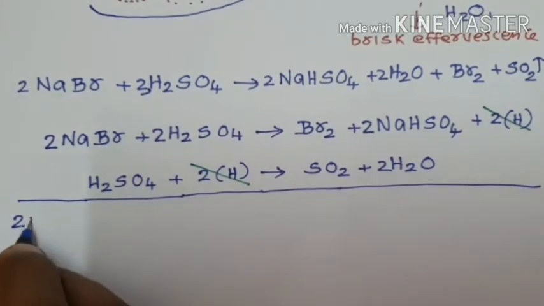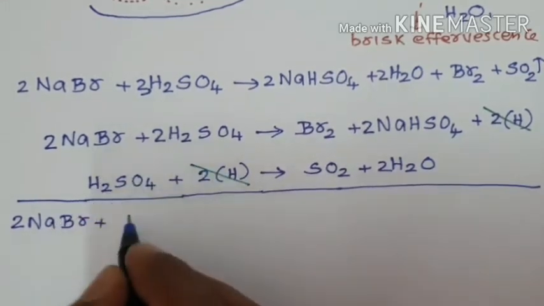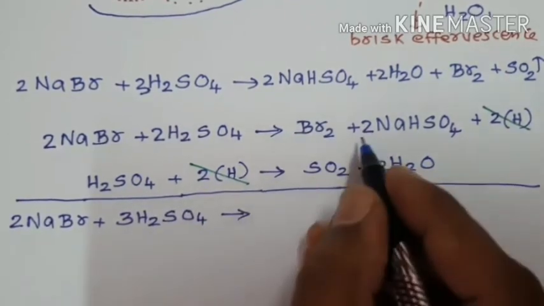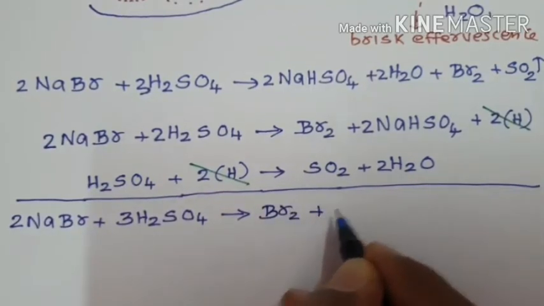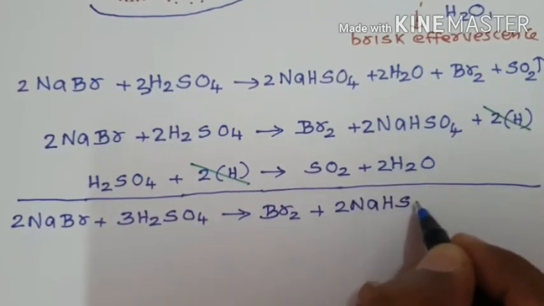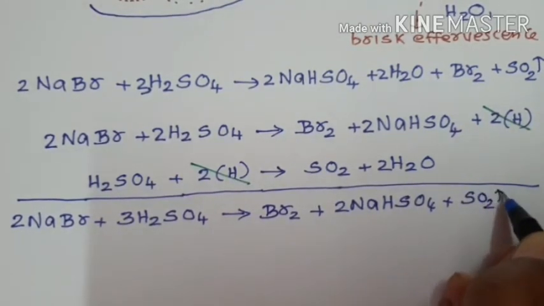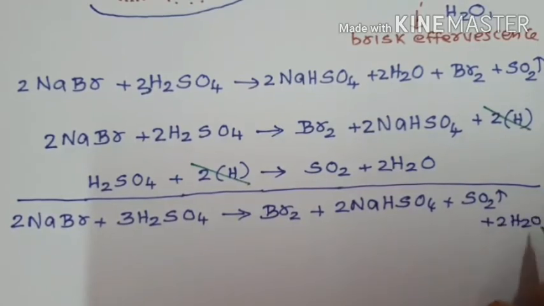So our final reaction is 2 NaBr plus 2 plus 1 equals 3 H2SO4 gives, so what are our products? Br2 plus 2 NaHSO4 plus liberation of SO2 plus how many water molecules? 2 water molecules, H2O. This is your final reaction.